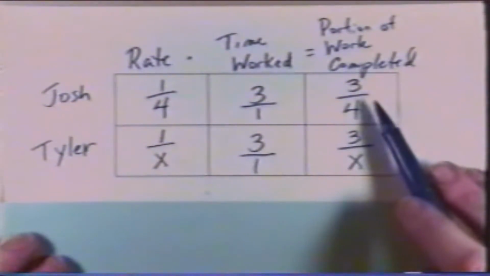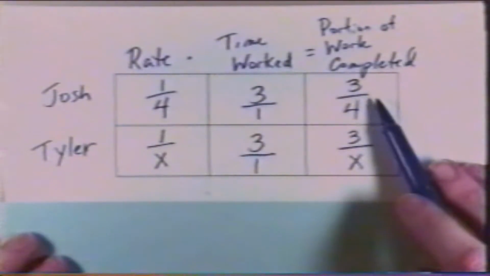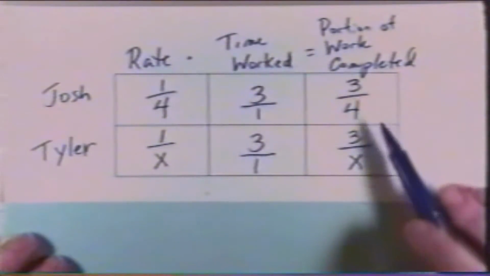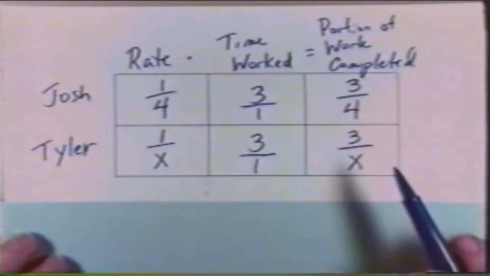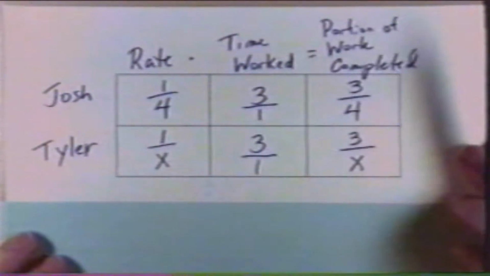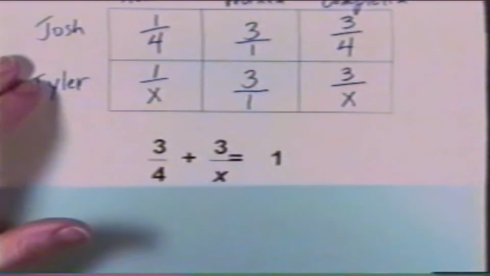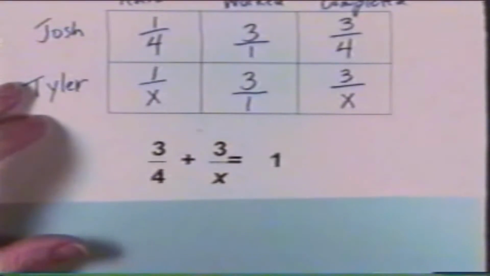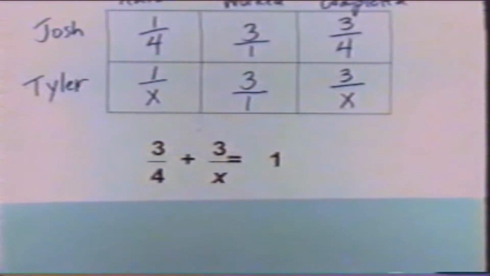So we want, Josh has done 3/4 of the shelves. Tyler does the remaining portion, and we want them to have stocked the entire set of shelves. So that translates to Josh's portion plus Tyler's portion equals 1, because we want them to have completed one entire task. And you will notice that all of our work problems are going to be set up this way. The two are going to be added together, and it's going to be equal to 1, so they will have completed one task.